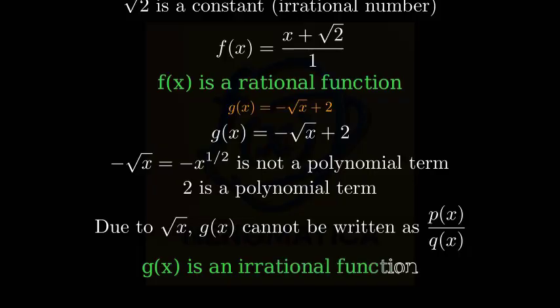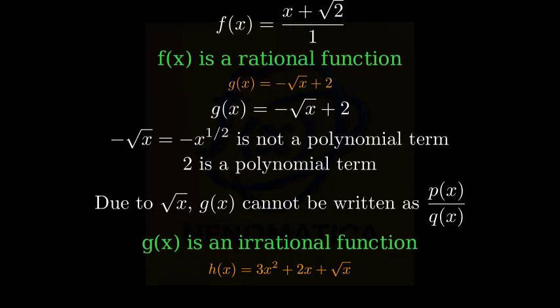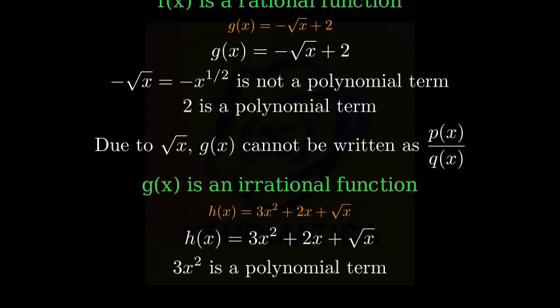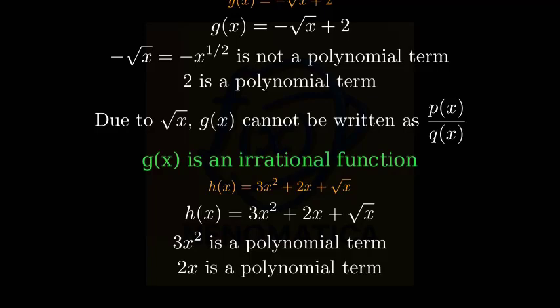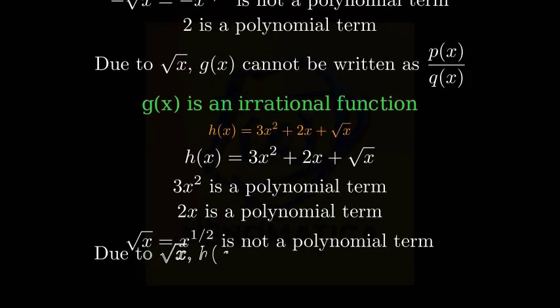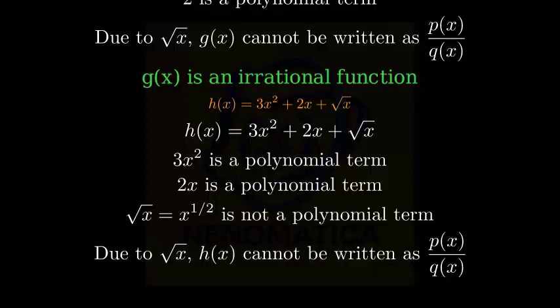Now for our third example, h of x equals 3x squared plus 2x plus square root of x. Let's analyze the components. The term 3x squared is a polynomial term of degree 2. The term 2x is a polynomial term of degree 1. The term square root of x is not a polynomial term since it has a fractional exponent. Since one of the terms in the function is not a polynomial term, the entire function h of x cannot be expressed as a quotient of two polynomials. Therefore, h of x equals 3x squared plus 2x plus square root of x is an irrational function.